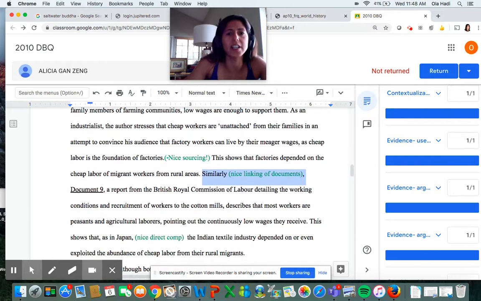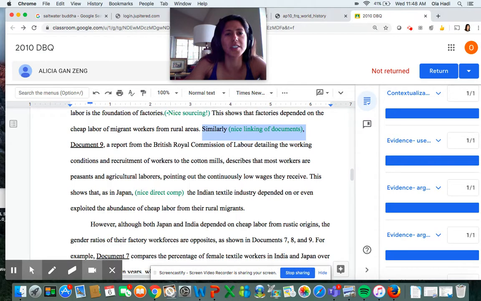"Similarly, document 9, a report from the British Royal Commission of Labour detailing the working conditions and recruitment of workers for the cotton mills, describes that most workers are peasants and agricultural laborers, pointing out the continuously low wages they receive." Careful here, they're not agricultural laborers necessarily. They're from agricultural areas, more rural areas, so just a small thing.